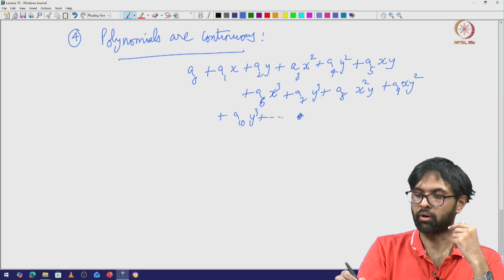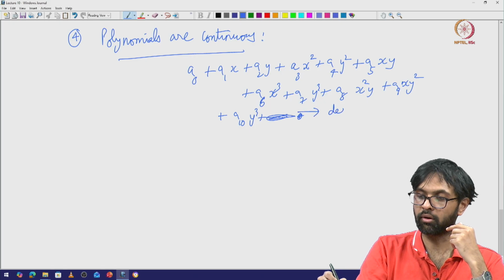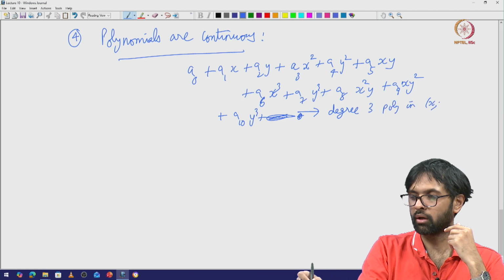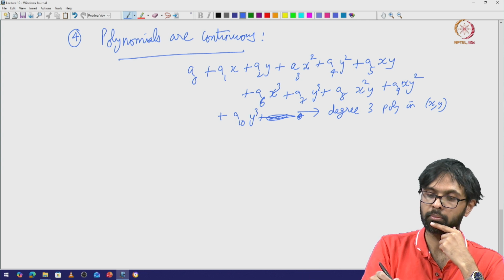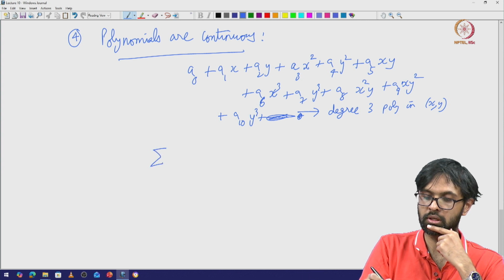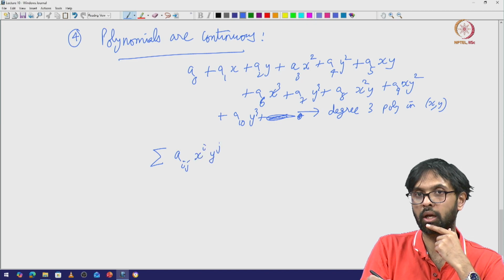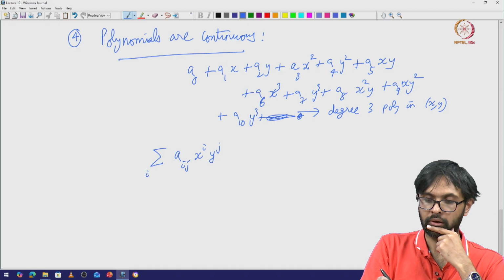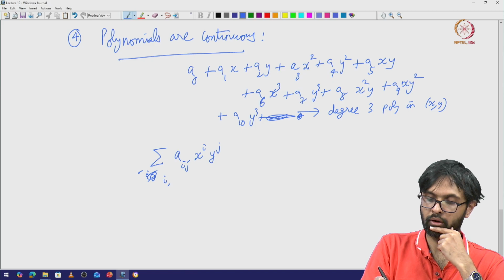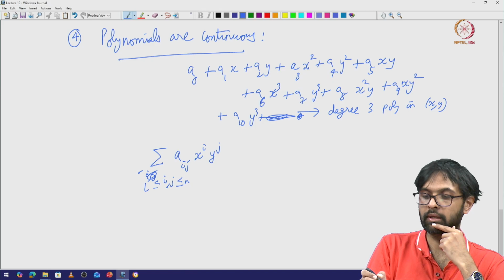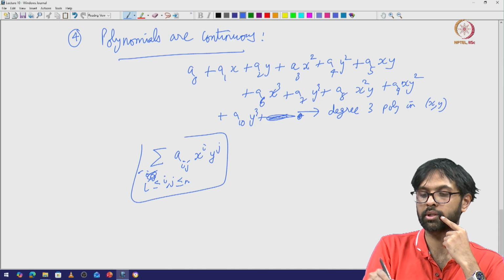Now this is an example of a degree 3 polynomial in x and y. More generally, a polynomial is a sum of this type, x raised to i, y raised to j, and one way you can say that it's a finite sum is to suppose i, j are both less than n. This is a polynomial in two variables.